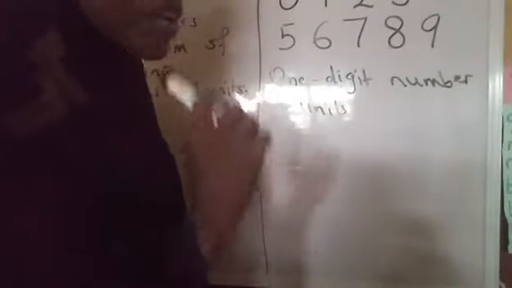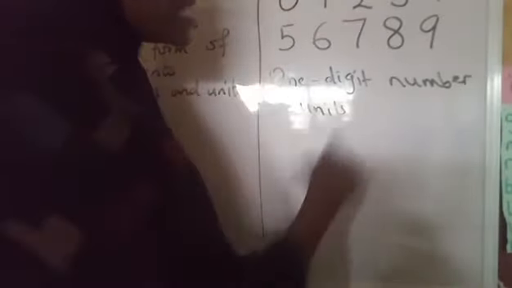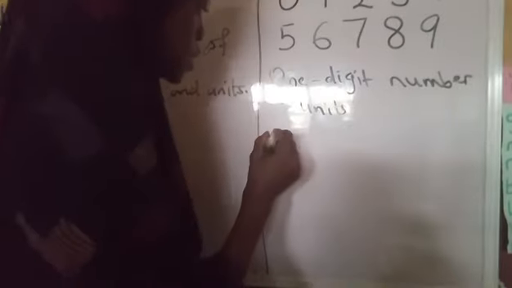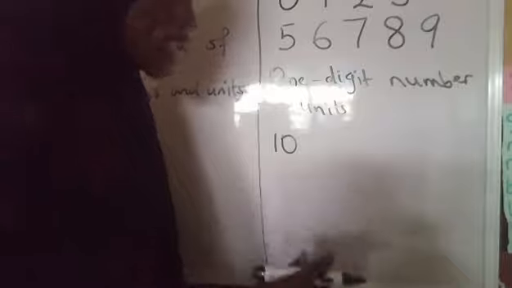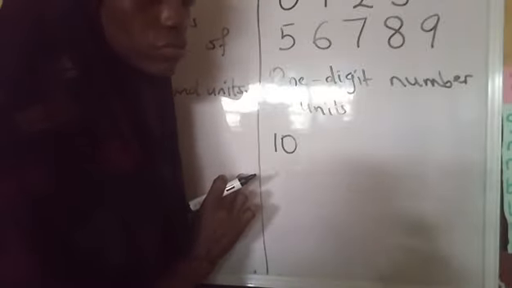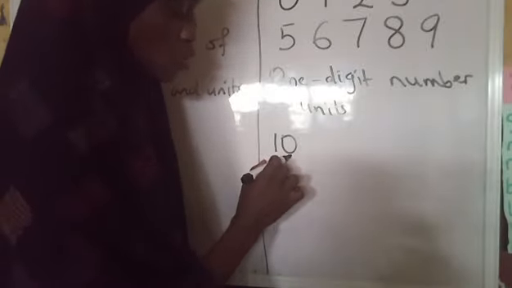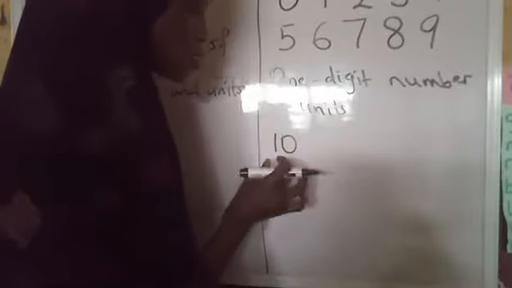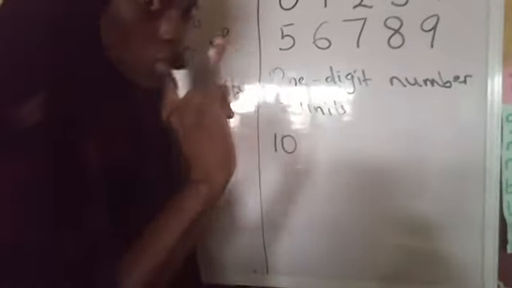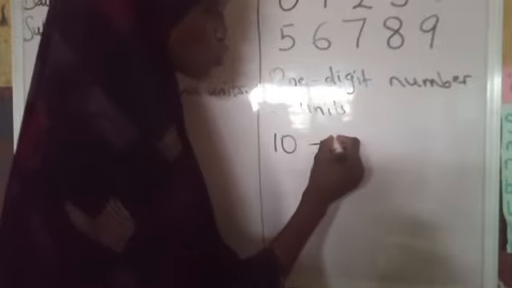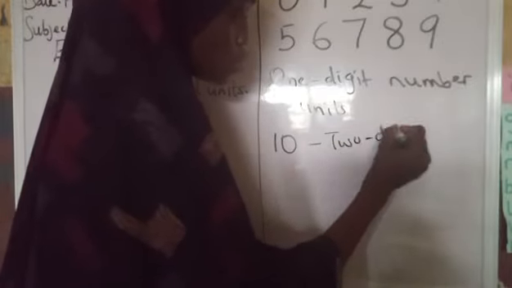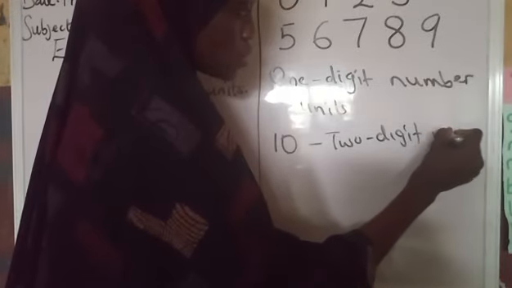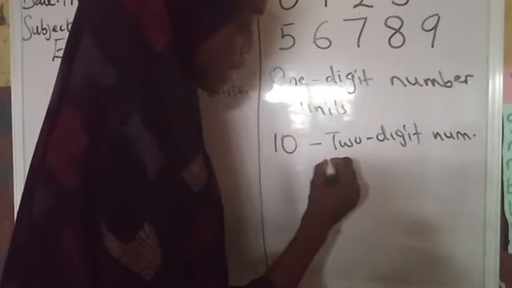Now, let me take us to something. After 9, you find out that the next number is going to be what? 10. Now look at the formation of 10. 10 is formed out of how many digits? 1, 2. So any number that contains 2 digits only is under 2-digit numbers, which is called tens.